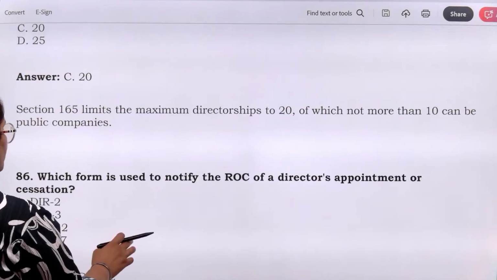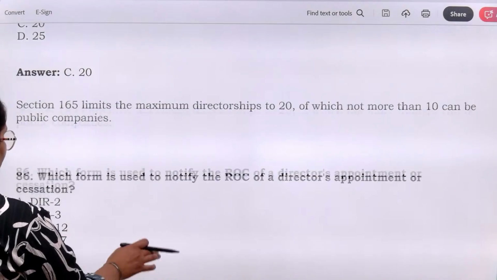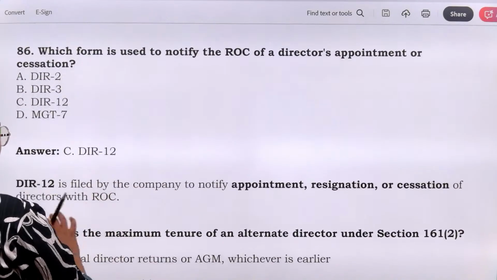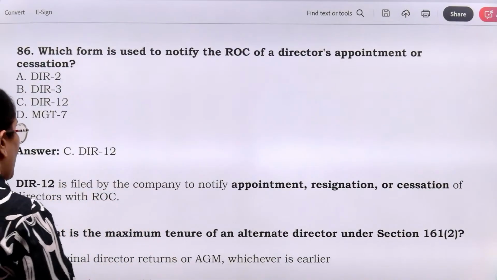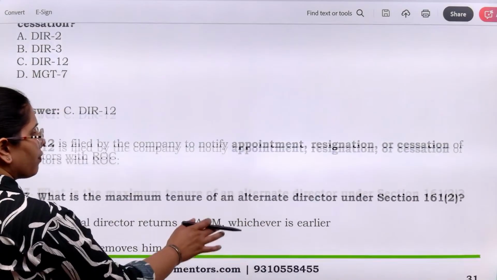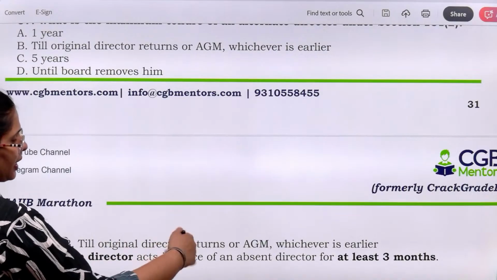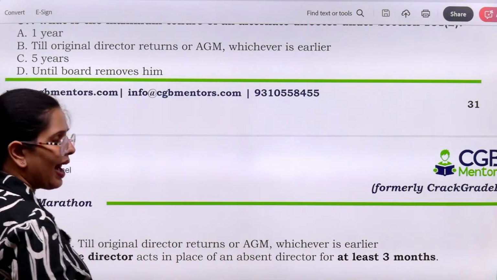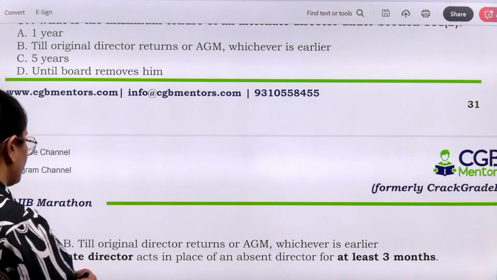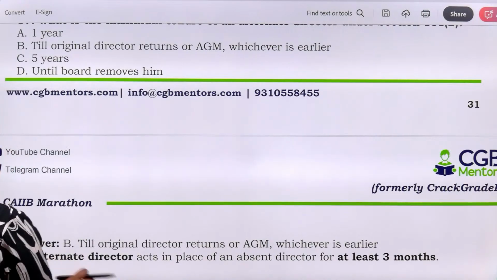Now which form is used to notify the ROC of the director's appointment? So DIR12 is the form that we use for the intimation to the ROC that a director has been appointed. What is the maximum tenure of the alternate director under section 161? So till original director returns or AGM, annual general meeting of the company, whichever is earlier, an alternate director acts in the place of absent director.